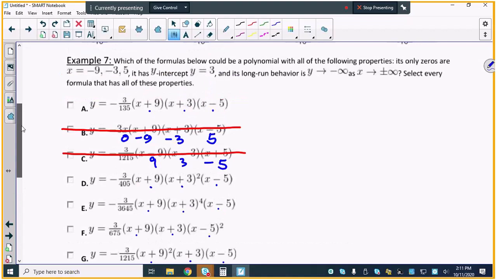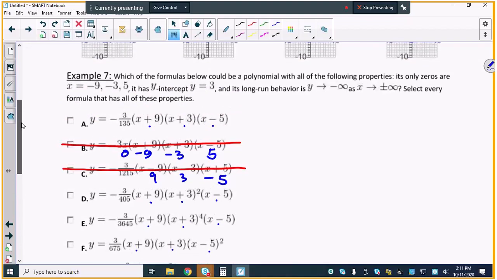What next? The next information is it has a y-intercept at y equal to 3. So if I put x equal to 0, then y must be 3. So I will do it one by one. Say, for example, the first one. Put x equal to 0. So your y is going to be negative 3 over 135 times 9 times 3 times negative 5.